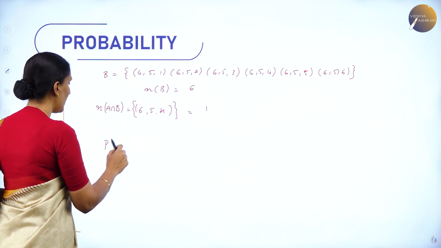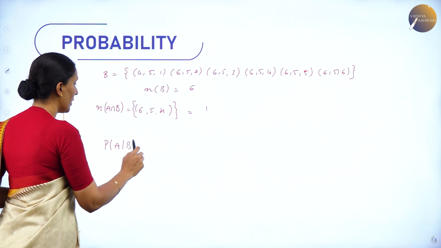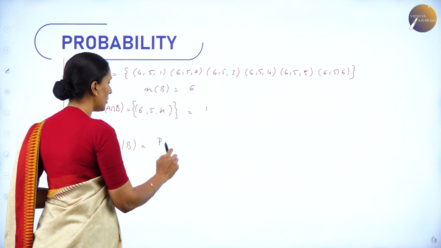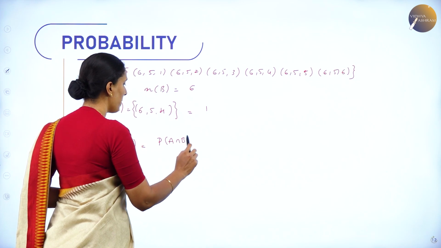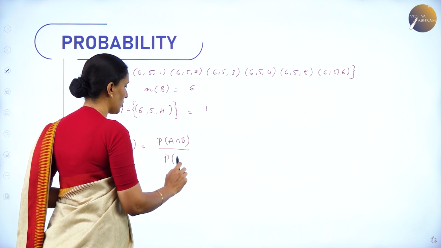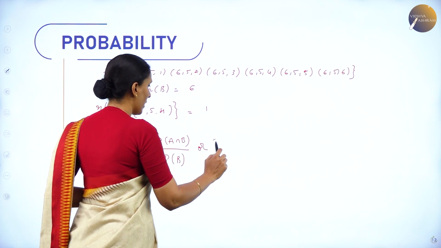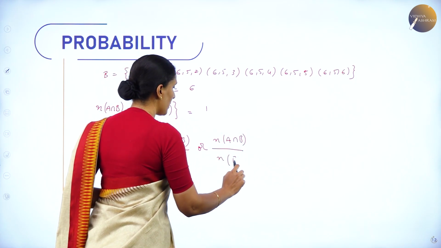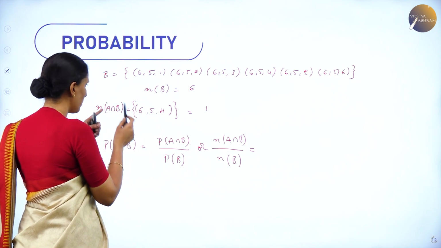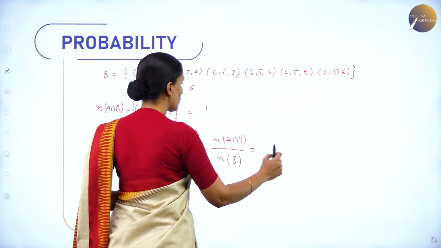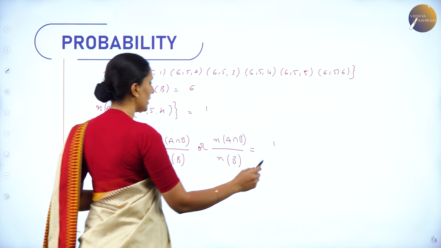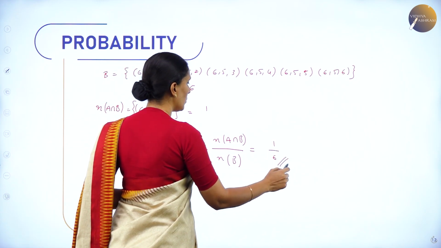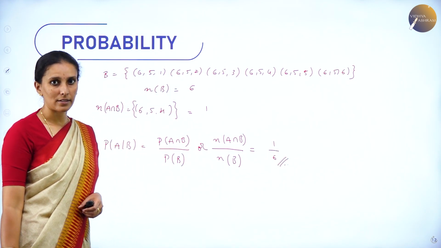Hence, the probability of A over B can be written as probability of A intersection B divided by probability of B, or n of A intersection B divided by n of B. So the number of elements in A intersection B is 1 and number of elements in B is 6. So the probability value is 1 by 6.